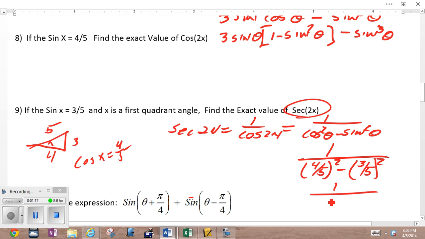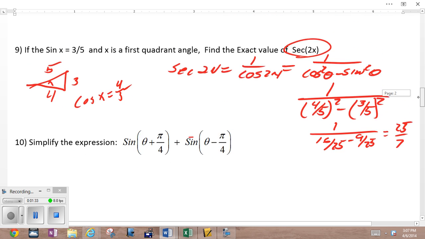So it's what? 1 over 16/25 minus 9/25. So I guess that's 7/25, and reciprocated is 25/7. So there you have it. That's all you have to do with that.